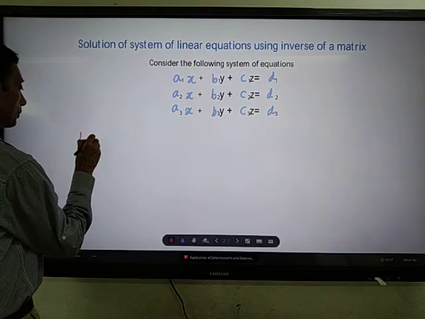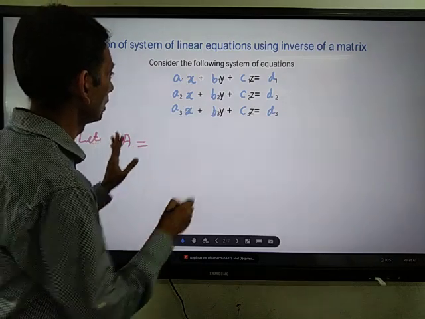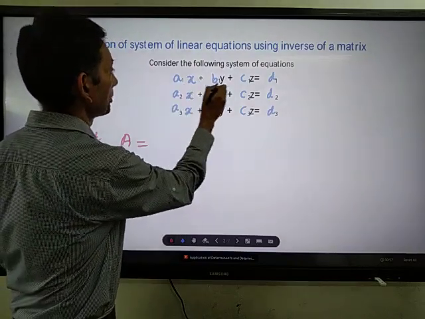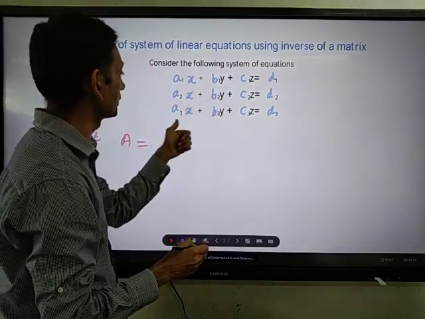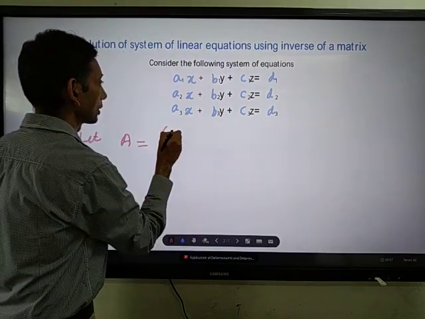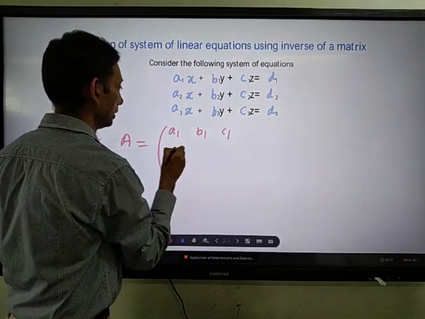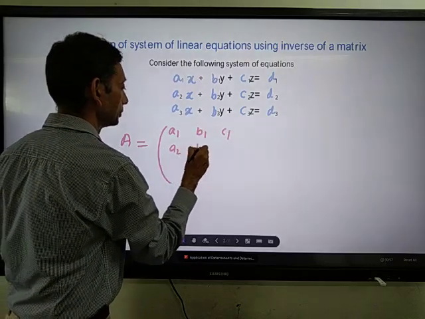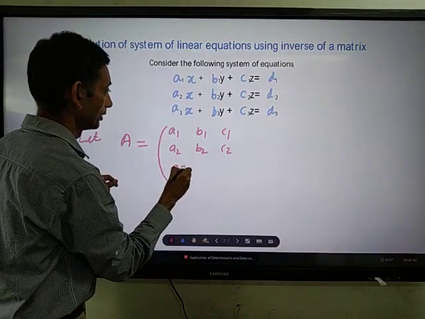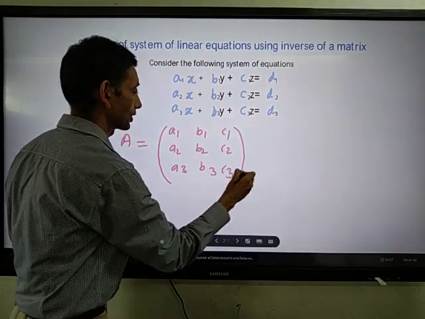Let A stand for, it's a symbol, the coefficient matrix. What are the coefficients? a1, b1, c1, a2, b2, c2, a3, b3, c3. So with the help of A, we write the coefficient matrix: a1, b1, c1, a2, b2, c2, a3, b3, c3. This is the coefficient matrix.